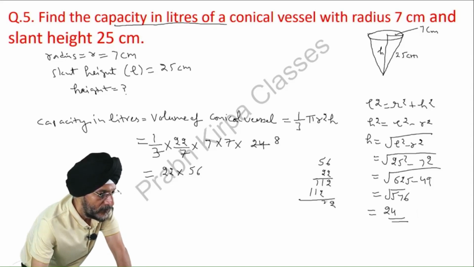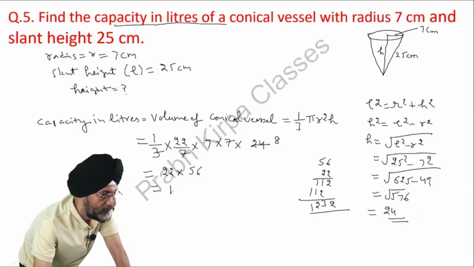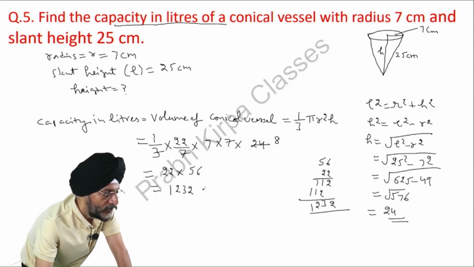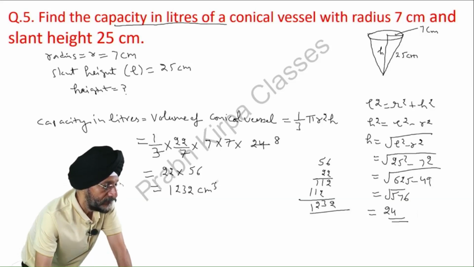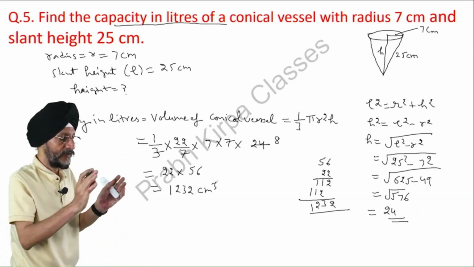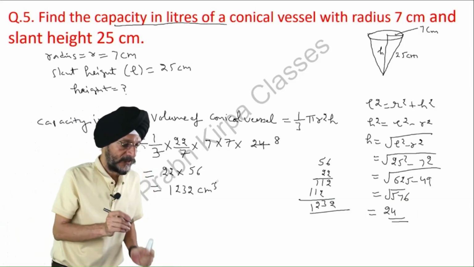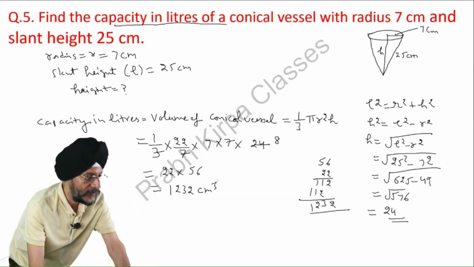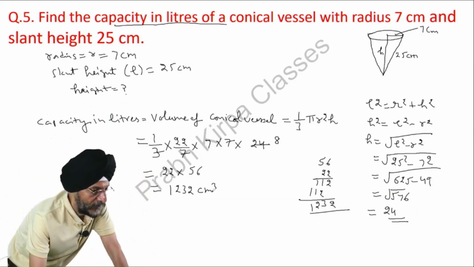So we come here, 1, 2, 3, 2 cubic centimeter. Now we have to find the capacity in liters. What we have found here is in cubic centimeter.